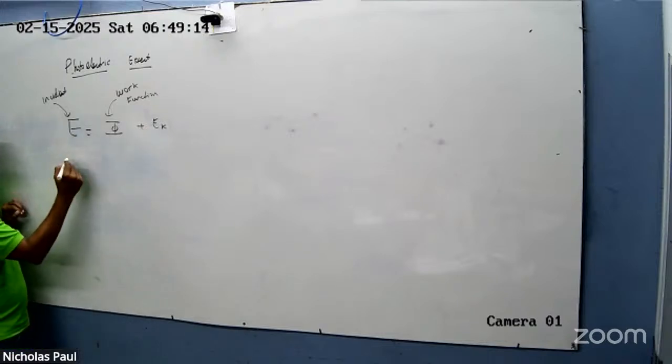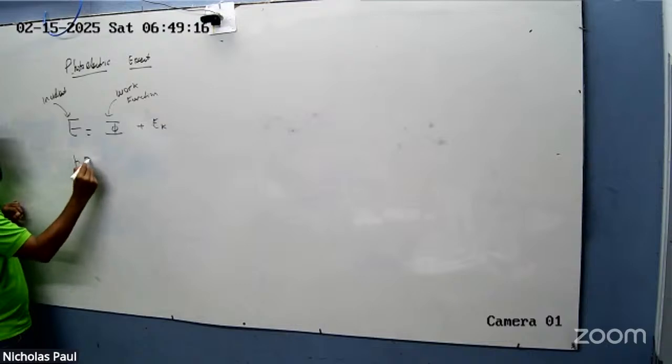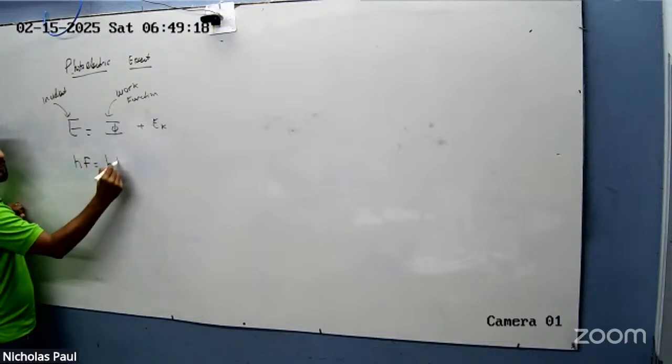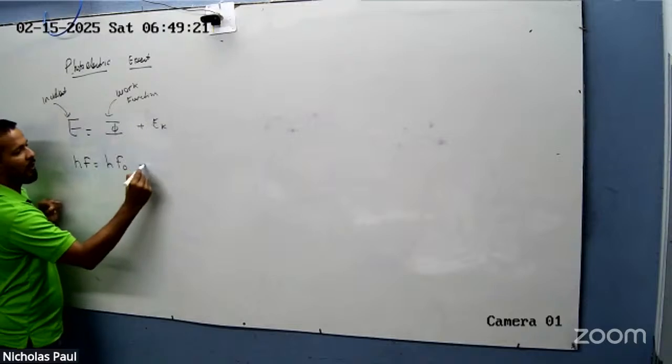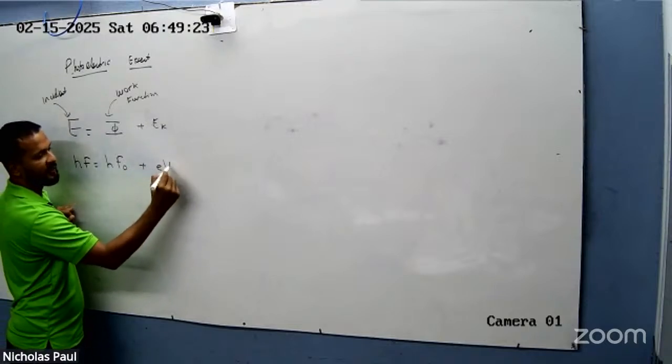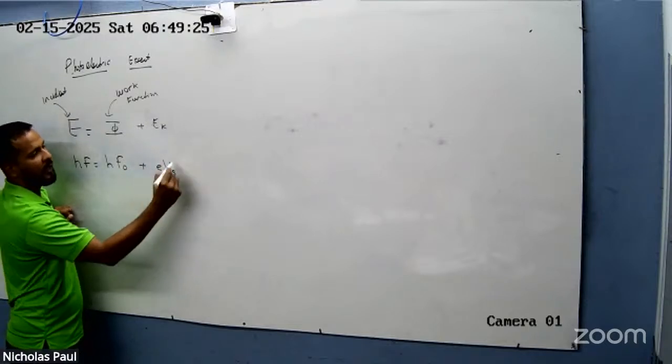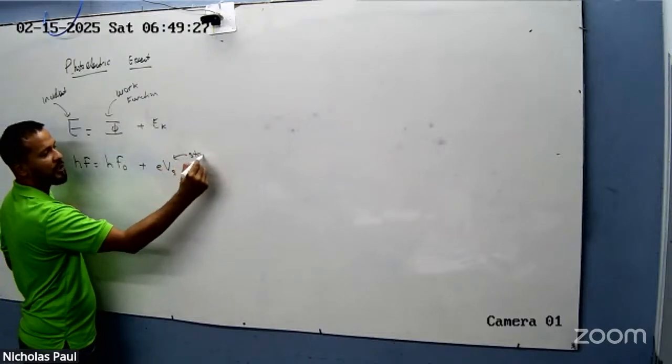And it could also be written as this: hf is equal to hf naught plus a half mv squared, or eVs. I'm doing this version. This is what we call the stopping potential.